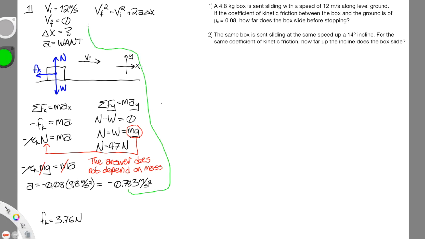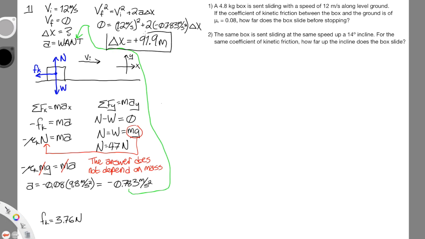back up here to the first part of our problem and start to plug in some values. Vf squared equals 0, Vi squared, 12 meters per second, squared, plus 2 times our acceleration, and we need to keep that negative, 0.783 meters per second squared, all times delta x still. After a little bit of math, we get delta x is positive, sliding in the positive direction, 91.9 meters. So this box is going to slide quite a way before coming to rest.